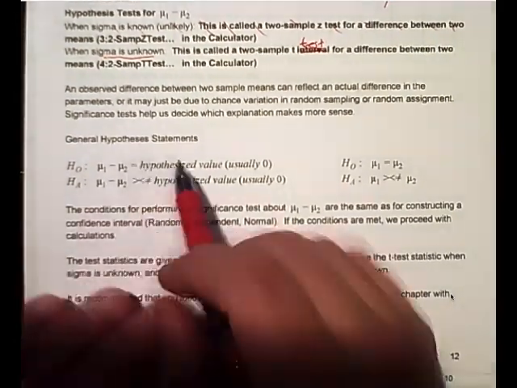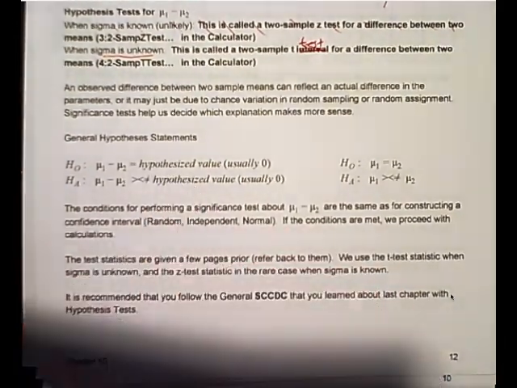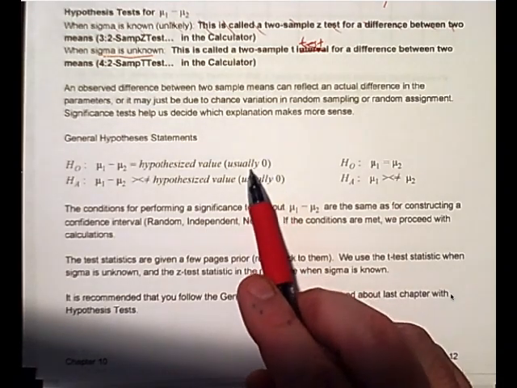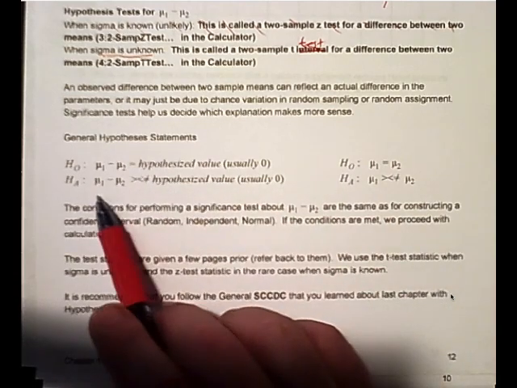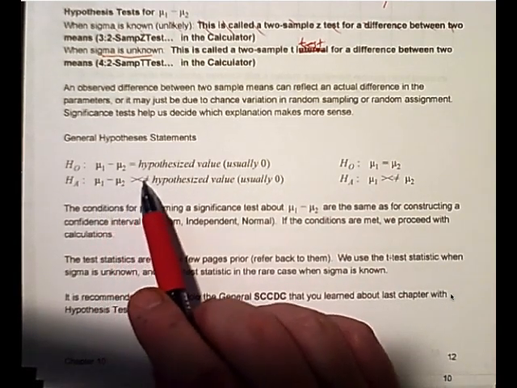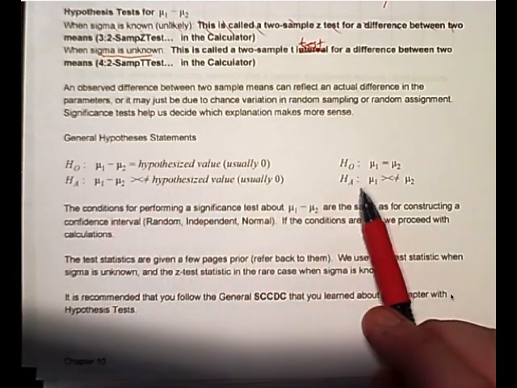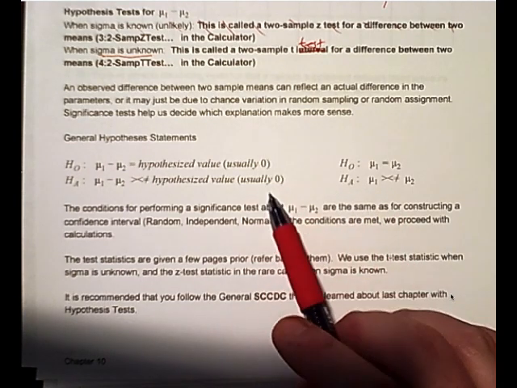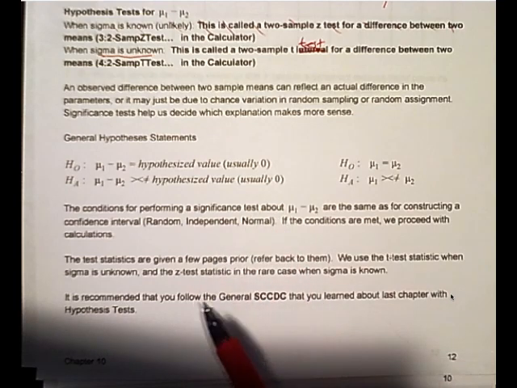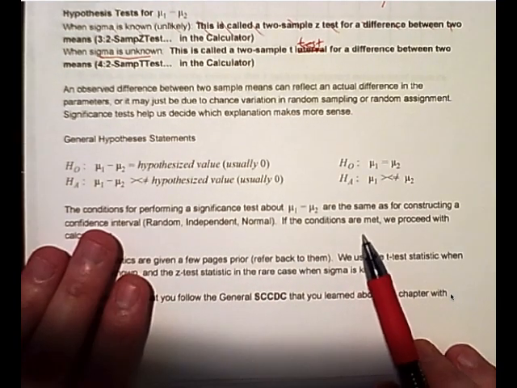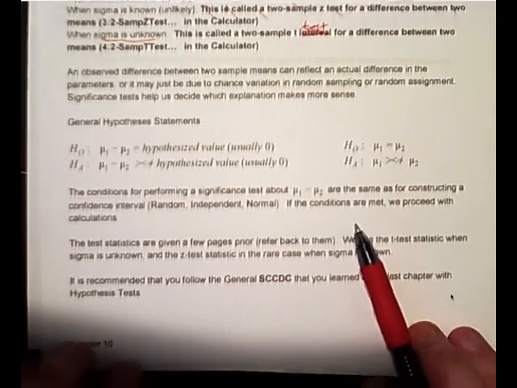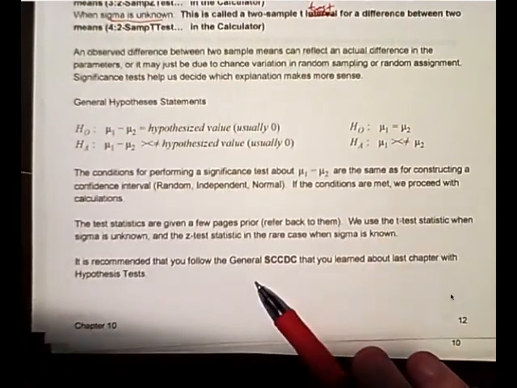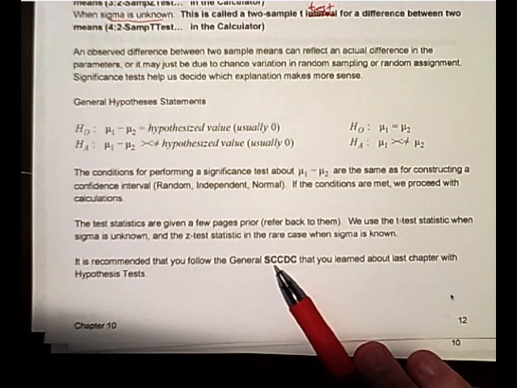Generally, we're going to assume that the true difference is 0, which means they equal each other. The alternative is that one is less than or bigger than the other. So our hypothesized value is usually 0. The conditions are exactly the same as before, and we're going to follow the same process.